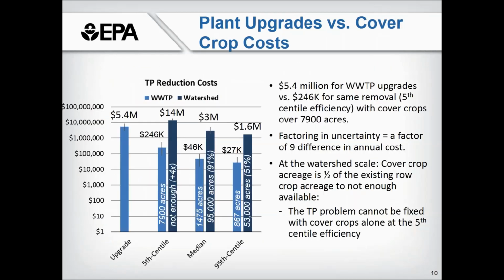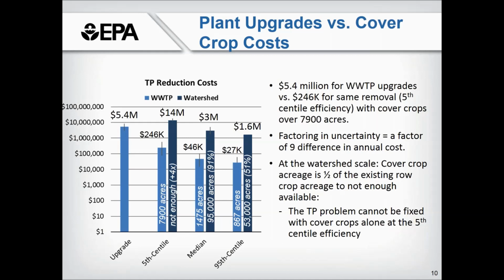Now let's put the unit cost into an annual and whole watershed perspective for total phosphorus. The graph here shows that it would be $5.4 million for the plant upgrades compared to what could be between $27,000 and $246,000 for the same level of nutrient removal if it was accomplished using cover crops, and depending on the level of removal efficiency realized. These are the light blue bars in the graph.